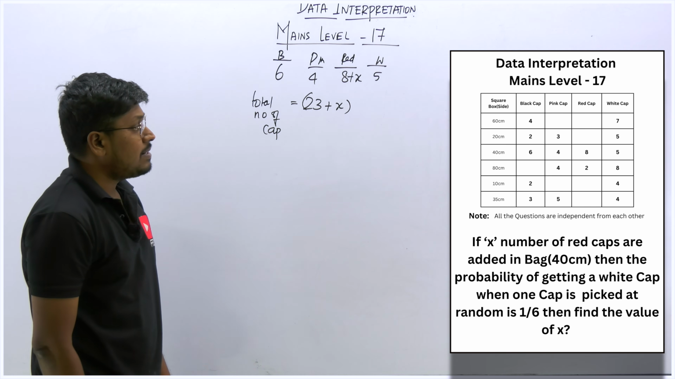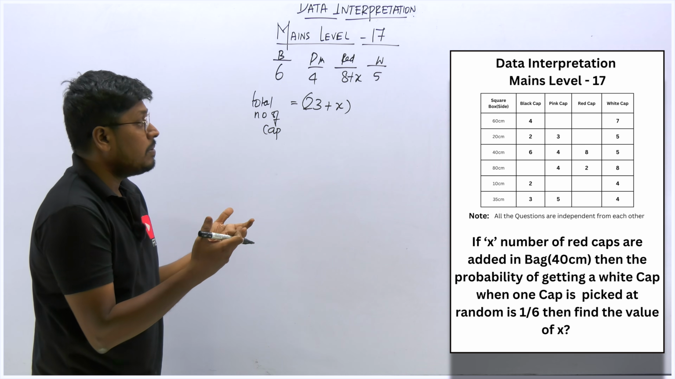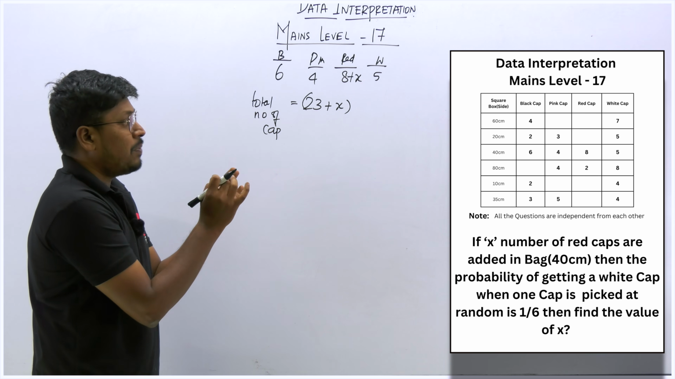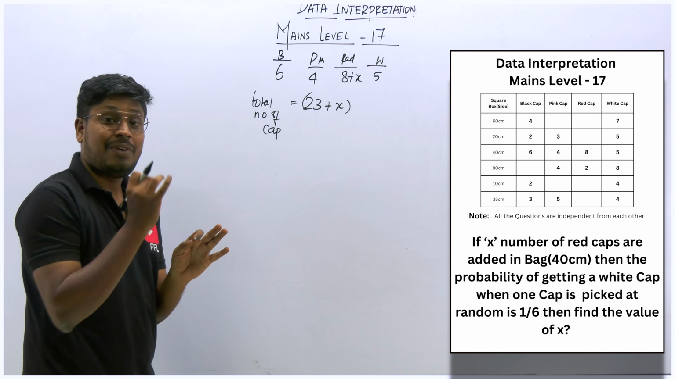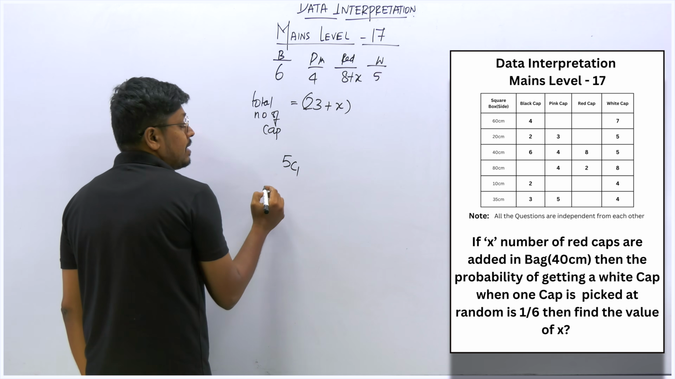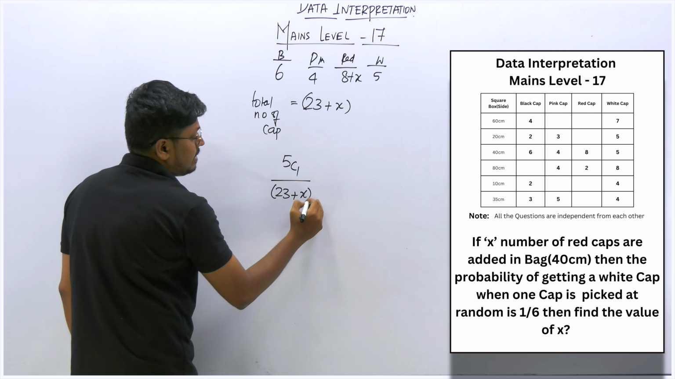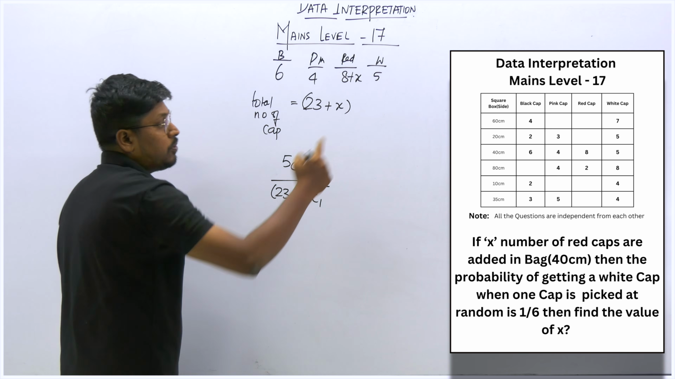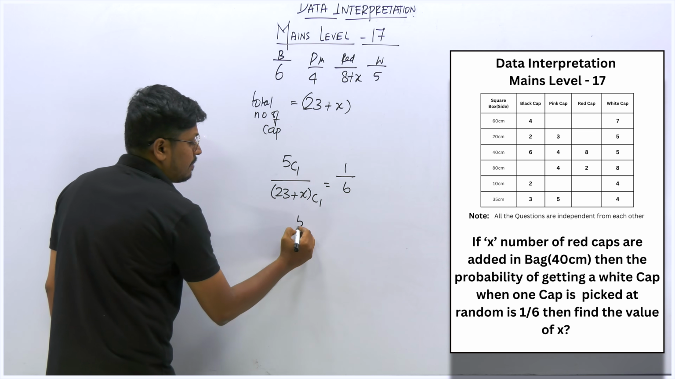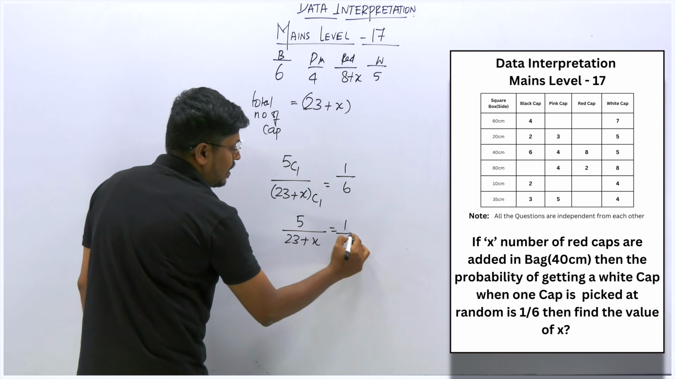Now what they are saying is, they have given the probability answer itself in the question. The probability of getting a white cap when one cap is picked. They have given one cap is picked. So from white, 5C1, that is one cap from white, divided by total C1. The total will be 23 plus X, C1. For this they have given the probability answer itself, which is 1 by 6. So 5C1 can be written as 5, over 23 plus X, is equal to 1 by 6.